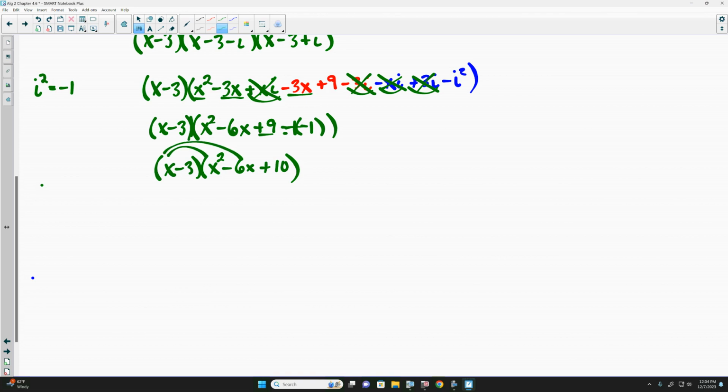We're going to finish this up by multiplying again. x times x squared is x cubed. x times negative 6x is negative 6x squared. And x times 10 is plus 10x. We'll distribute the negative 3. Negative 3 times x squared is negative 3x squared. Negative 3 times negative 6x is plus 18x. And negative 3 times 10 is negative 30.